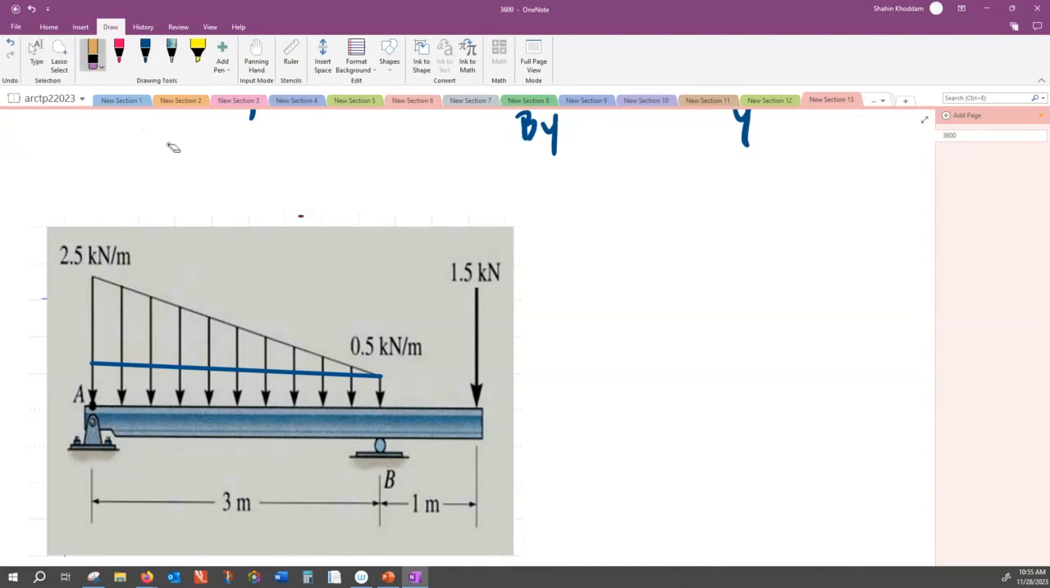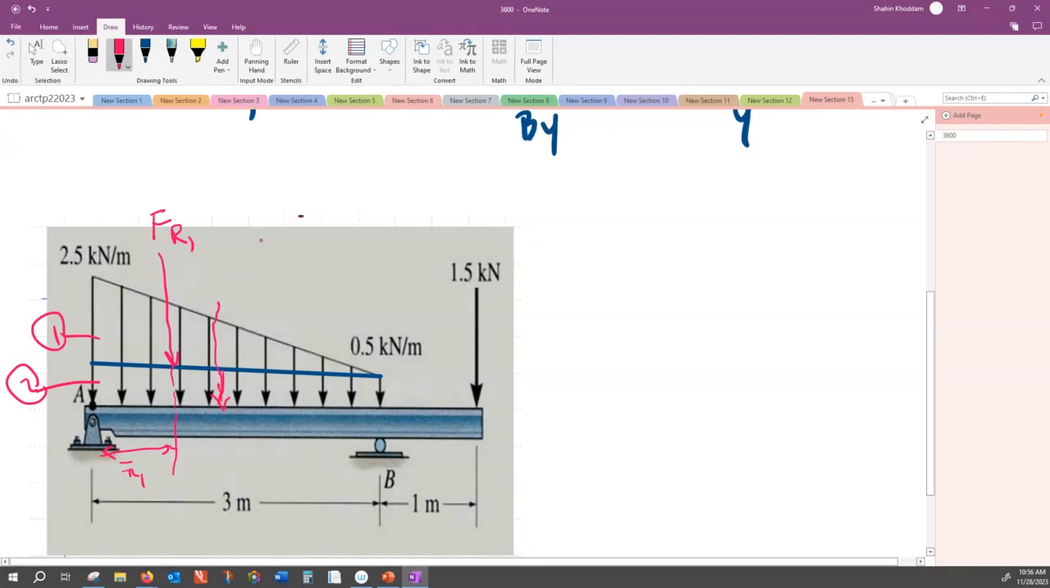But in this case, how do I get rid of the triangle? The triangle, I call this FR1. So this is area 1. This is area 2, right? So FR1. And what about the rectangle? Rectangle, so with that, I call the line of action X bar 1. And with the rectangle, I call this FR2. And then the line of action for that is called X bar 2.